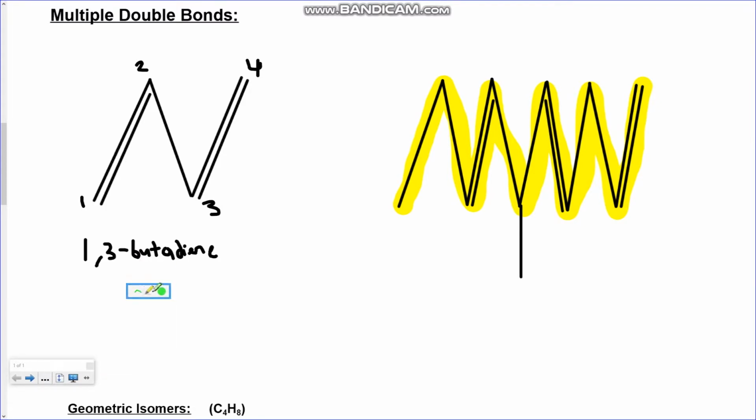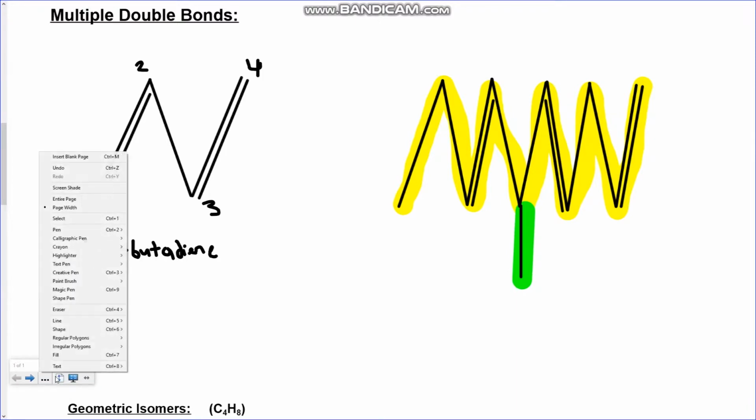Now we also have a methyl group. Let me mark that down really quick with a highlighter. So this is our methyl group. And this is located at carbon, I believe, 6.